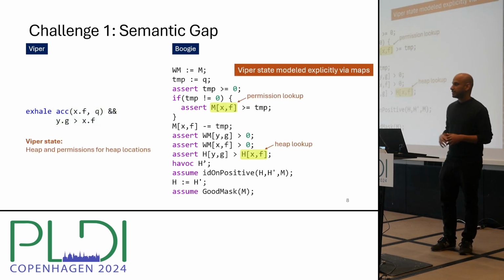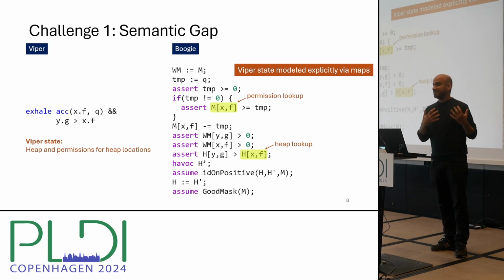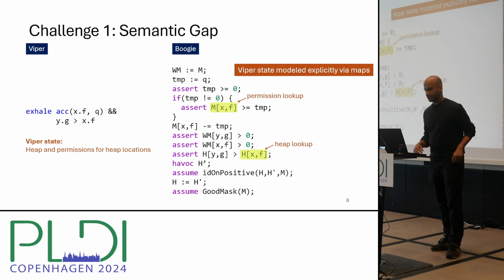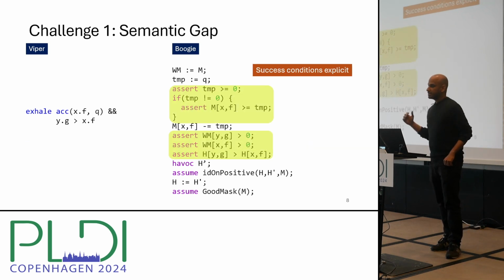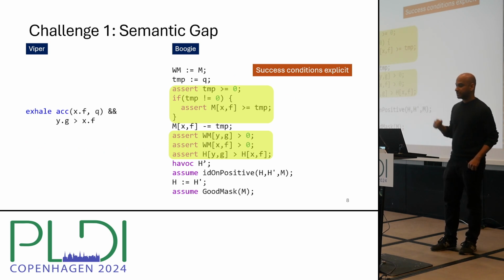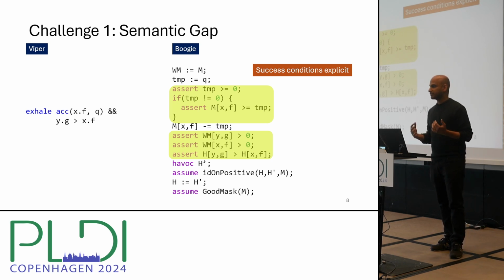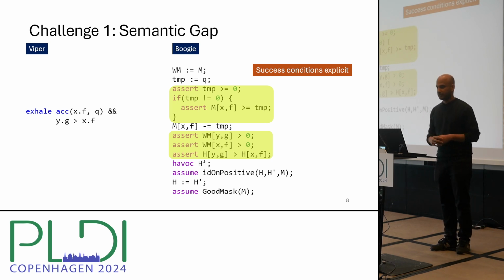So first, the Viper state, which consists of a heap and permissions for each heap location, is modeled explicitly in the Boogie code via two separate Boogie variables, one modeling the heap, one modeling the permissions. So these are basically Boogie maps. Then you can see a bunch of assert conditions in the Boogie code. These are encoding when the separation logic assertion is satisfied. So these are non-trivial in general.